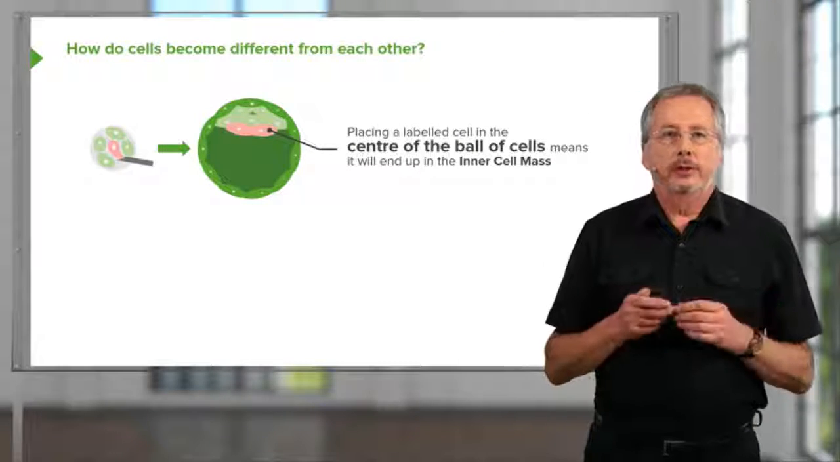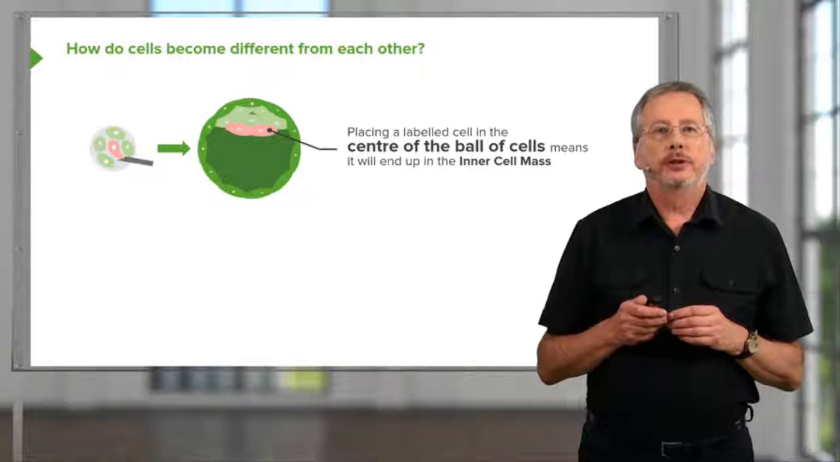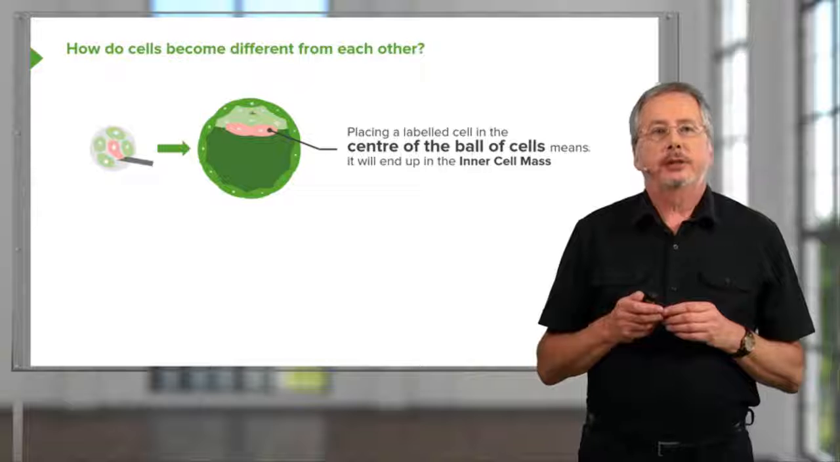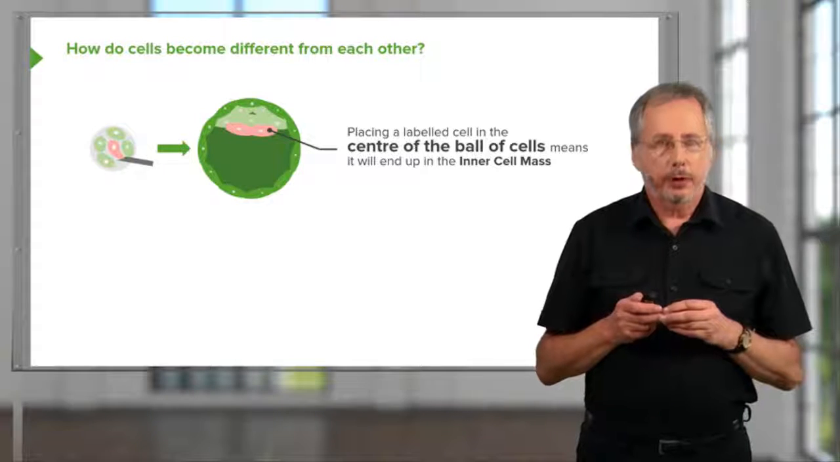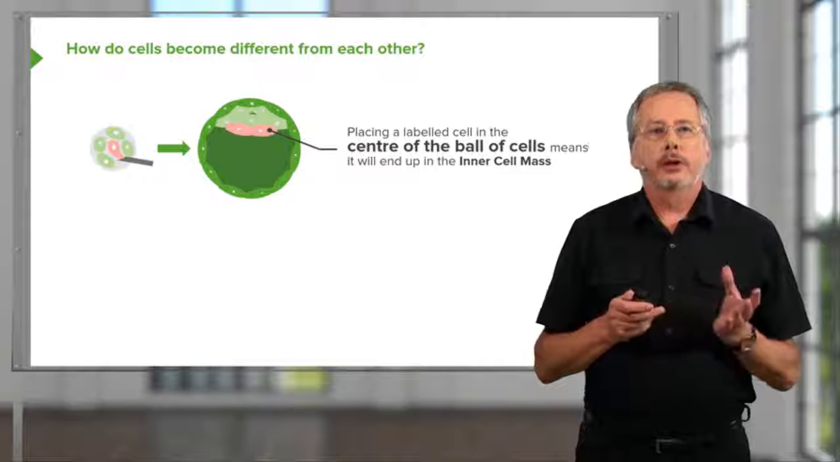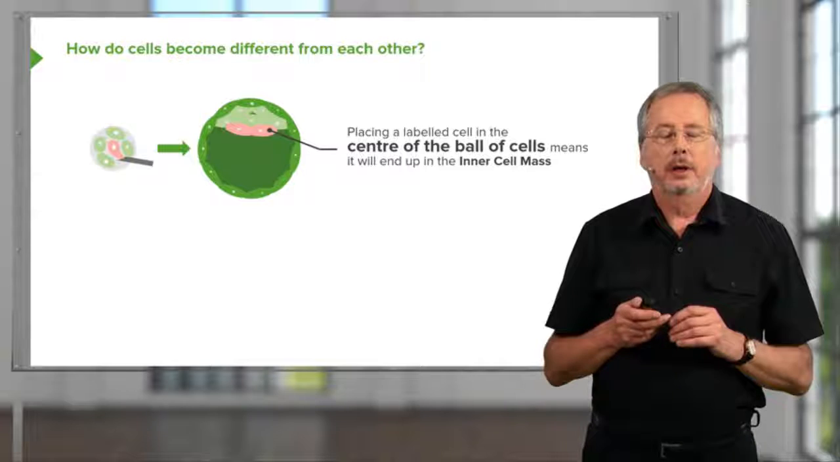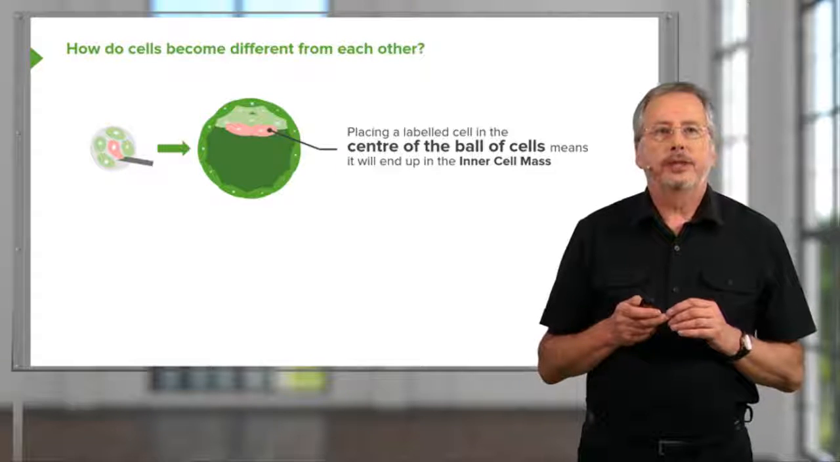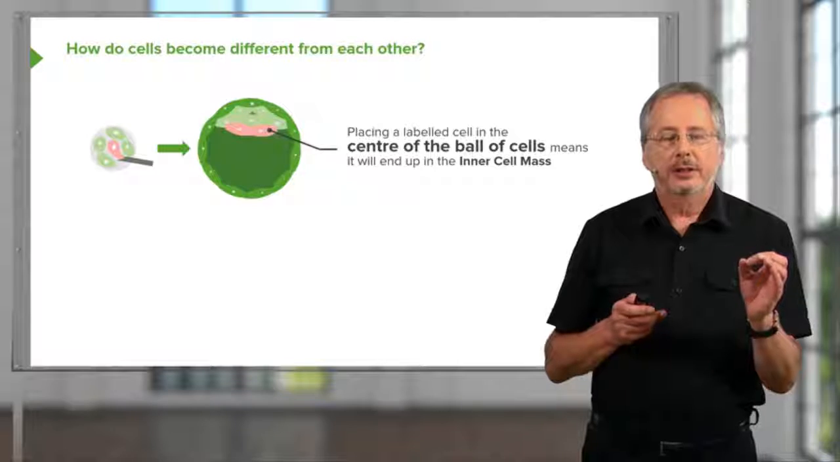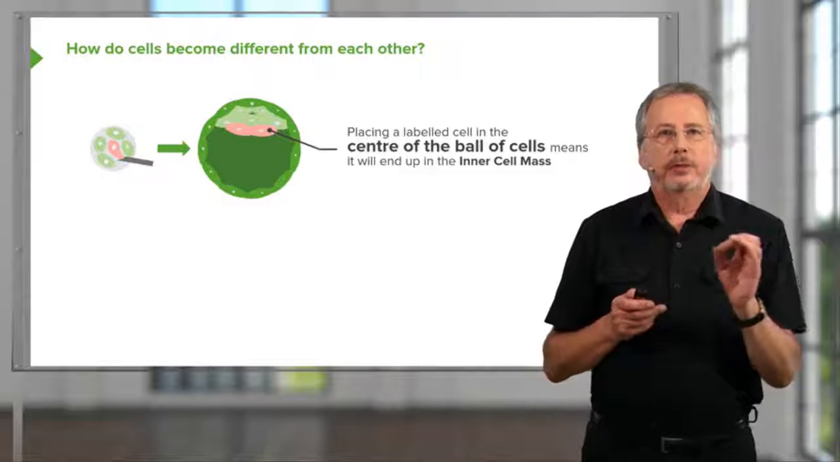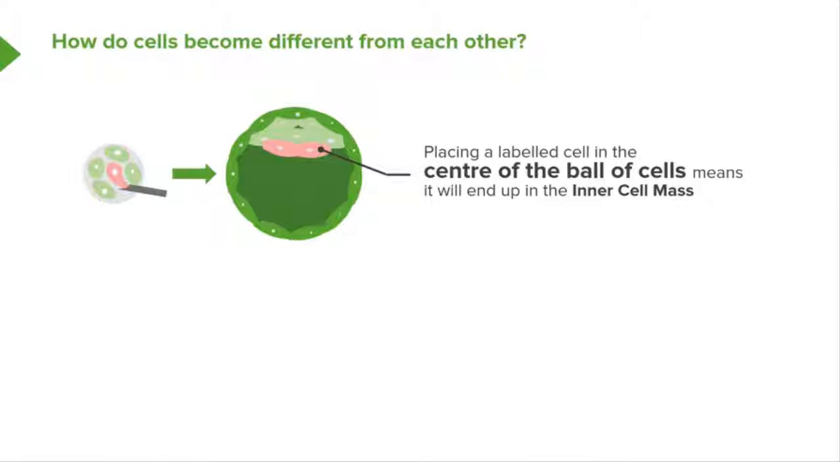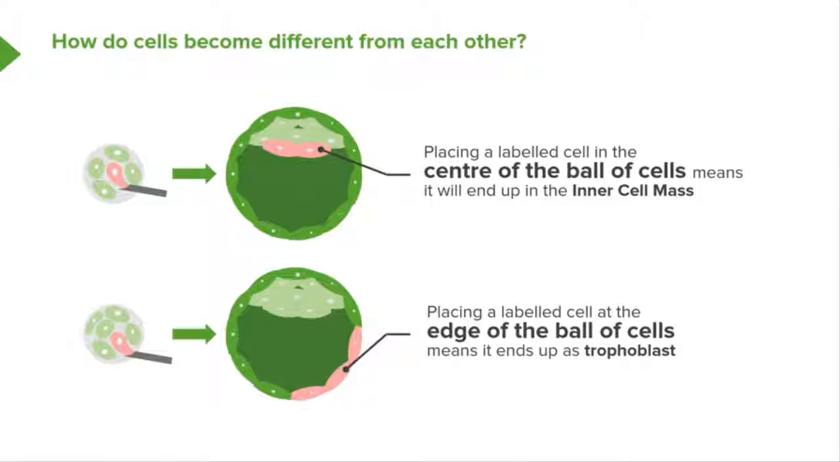And an extremely clever experiment by Professor Chris Graham explained how this might happen. What he did was to take some labelled cells from an embryo, a mouse embryo in fact, and he took a morula and placed the labelled cells in different positions within the morula. And what he found was that the cells that he placed in the centre of the mass would subsequently contribute to the inner cell mass. In other words, they'd be on the lineage that contributed to the baby. Cells that he placed at the edge of the ball of cells would contribute to the trophoblast. In other words, they would contribute to the placenta.